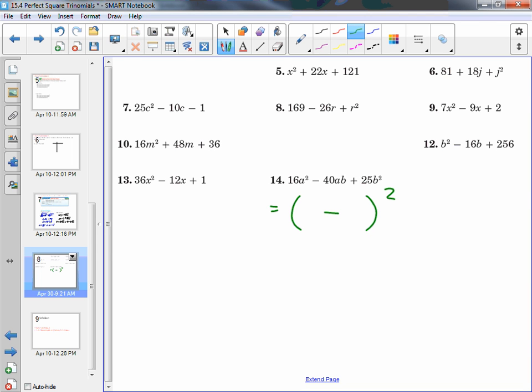So I know that, don't I? I know all of that. Now, 16a squared is 4a squared, so that's 4a. 25b squared is 5b squared, so that's 5b. Make sense? Does this help a little bit? Yeah.